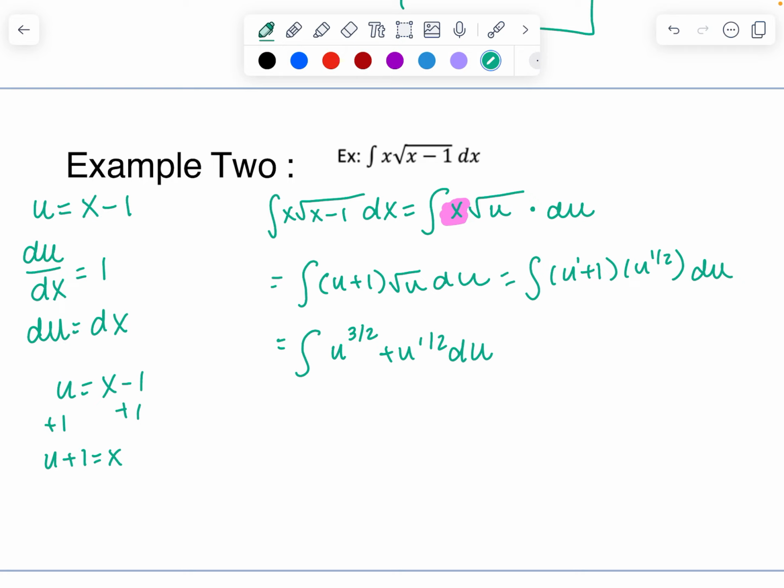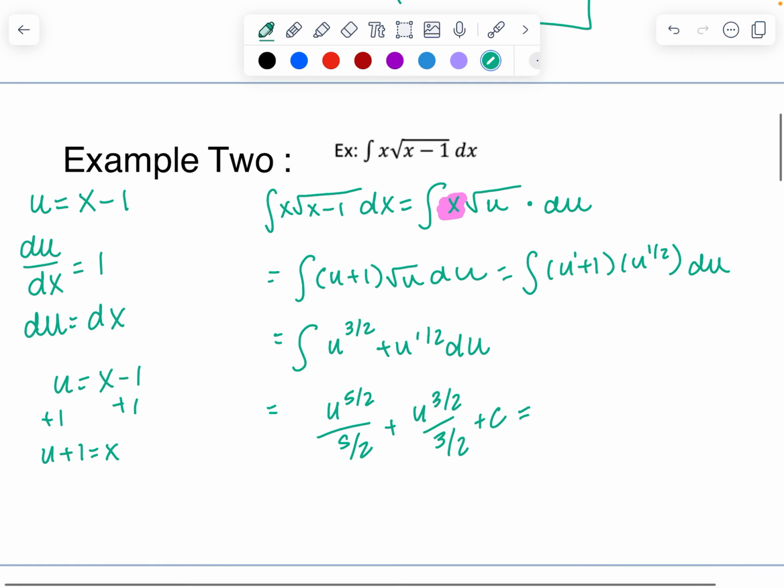And so now you don't have a product, you don't have a composite function, right? You just have some addition and everything's with u. And so now you can actually take the antiderivative. That will give you u to the 5/2 divided by 5/2 plus u to the 3/2 divided by 3/2 plus c.